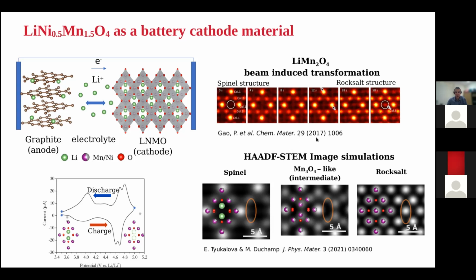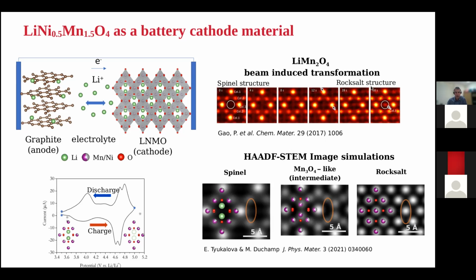Some years ago in 2017, Gao showed that when you use lithium manganese oxide material and expose this material to electron irradiation, you go from the spinel structure, which is the structure that you want to have in your battery material, to the rock-salt structure.